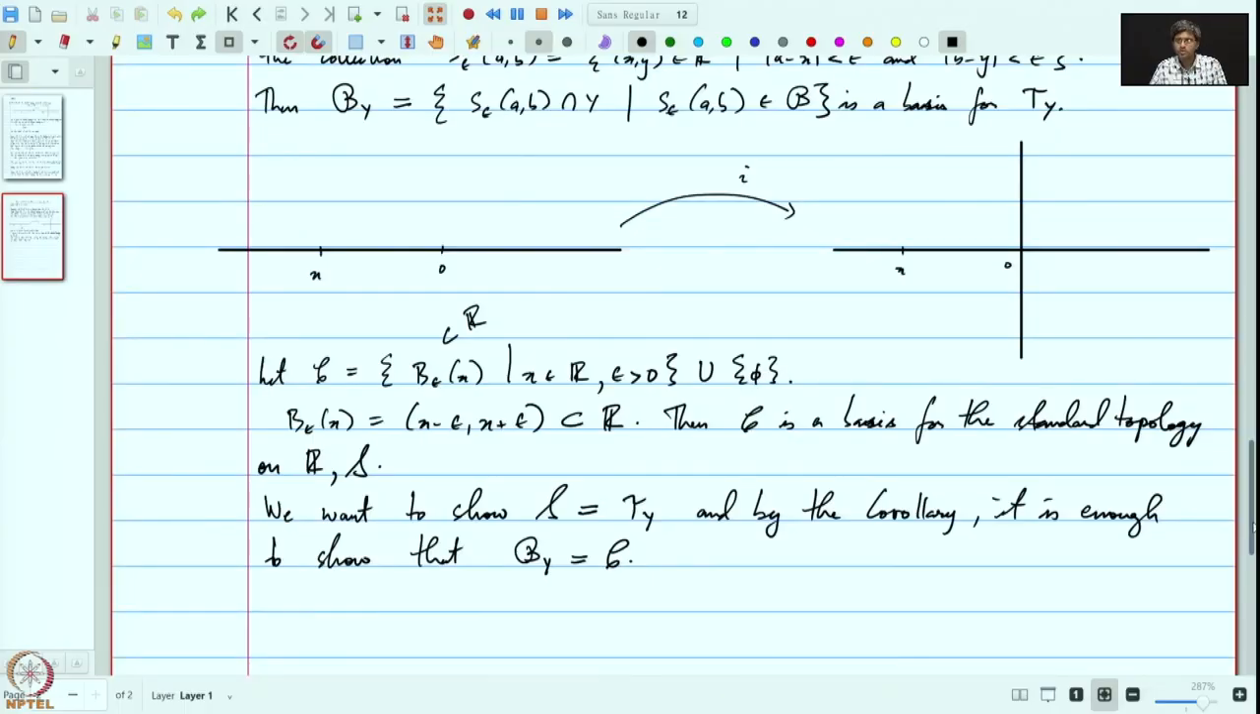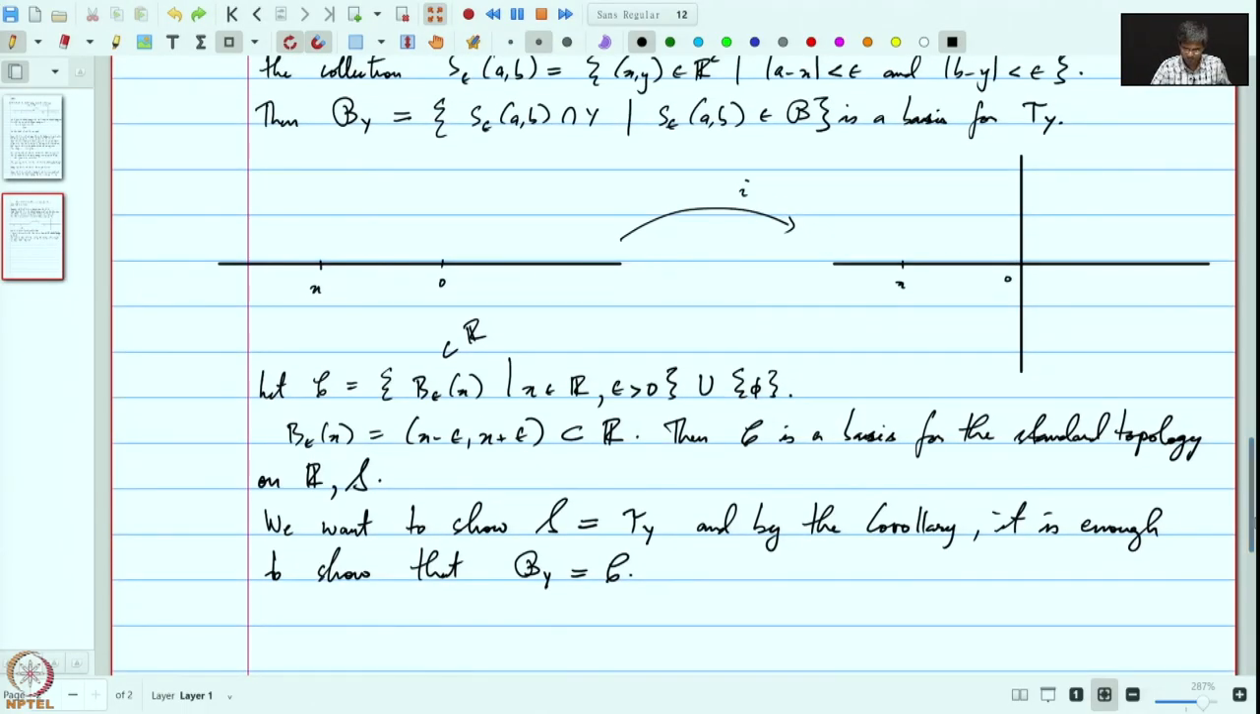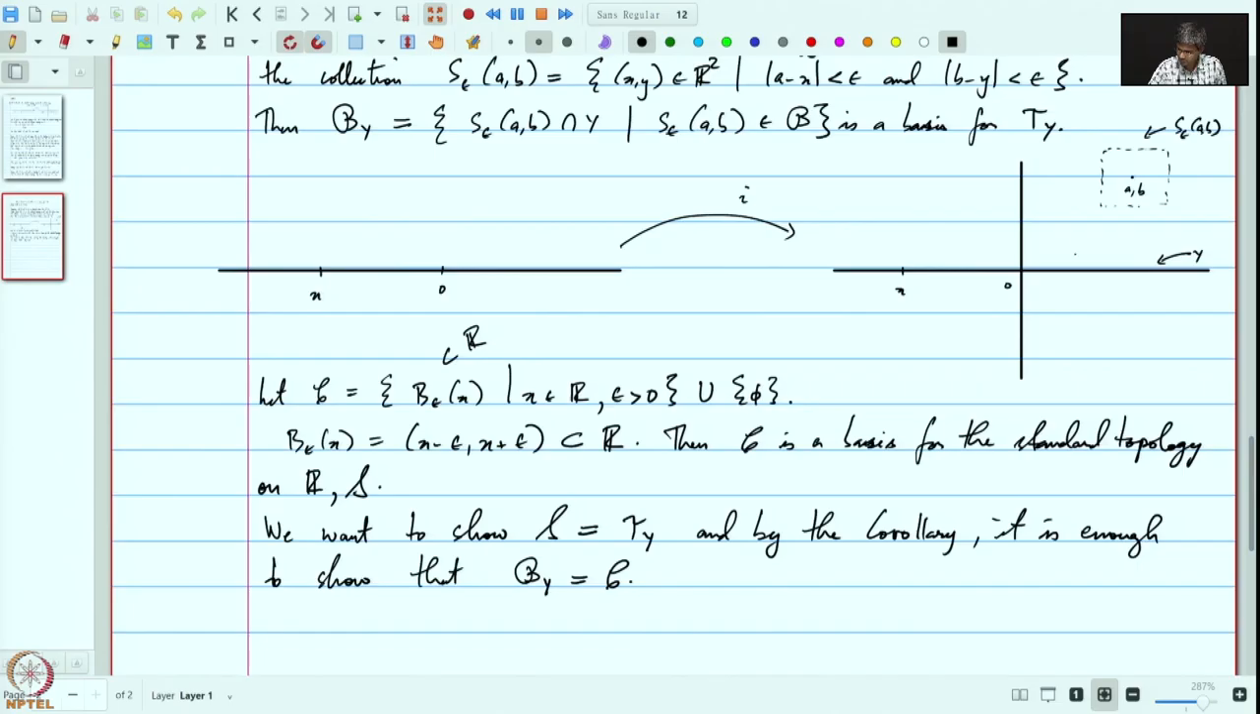So let's look at what the elements of B sub Y look like. Given S epsilon (A, B), intersected with Y, where Y is the x axis, it may happen that S epsilon (A, B) intersected with Y is the empty set. That's one possibility. The other possibility is that (A, B) is here, and then S epsilon intersected with the x axis is going to be B epsilon. So there are only two possibilities.